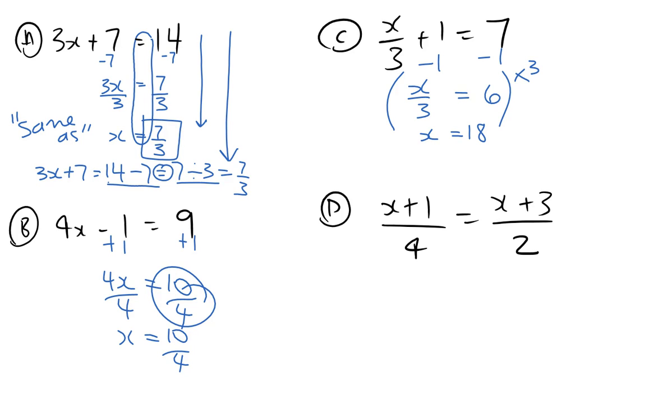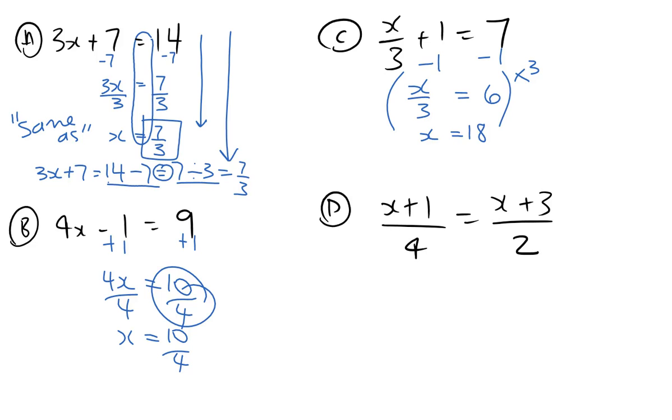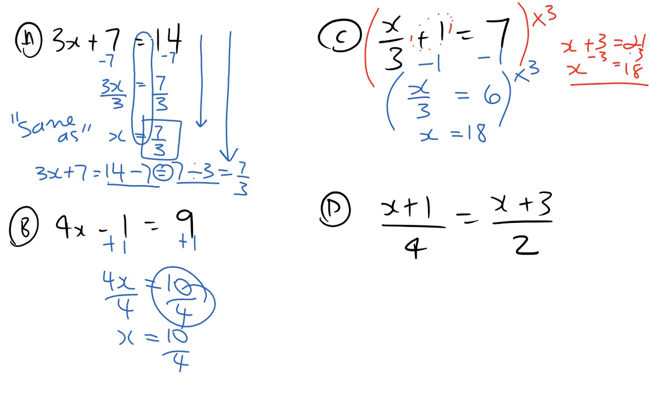Just be careful. If you do as I just said, multiply by 3 to get rid of my fraction, if you do it up here, that becomes x plus 3 equals 21. So then when I have to take away 3 from both sides, I still get the same answer, but sometimes you might forget to multiply that part there by 3. Any questions so far? So the last one, how am I going to do that one?